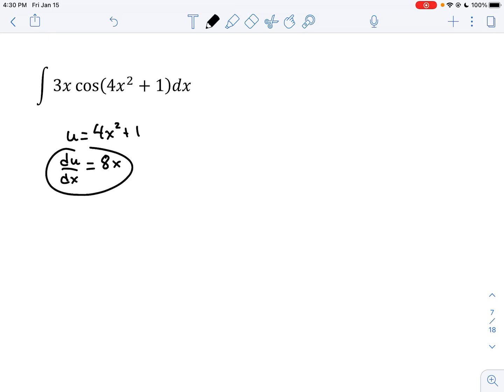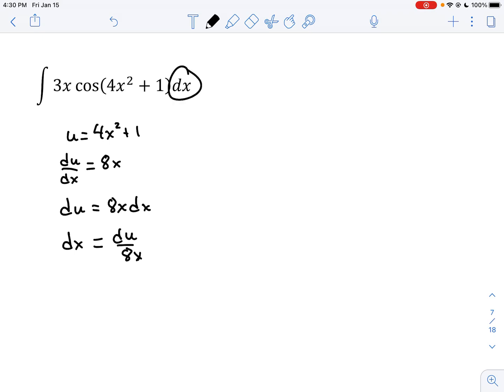So I'm going to take this result right here, cross multiply, so du equals 8x times dx, and then divide both sides by 8x. So we get dx is equal to du divided by 8x. And then I'm just going to substitute that into just this right here and see what happens. Of course, change that to u as well. So we get an integral of the 3x, cosine of u, and then the dx becomes du over 8x.